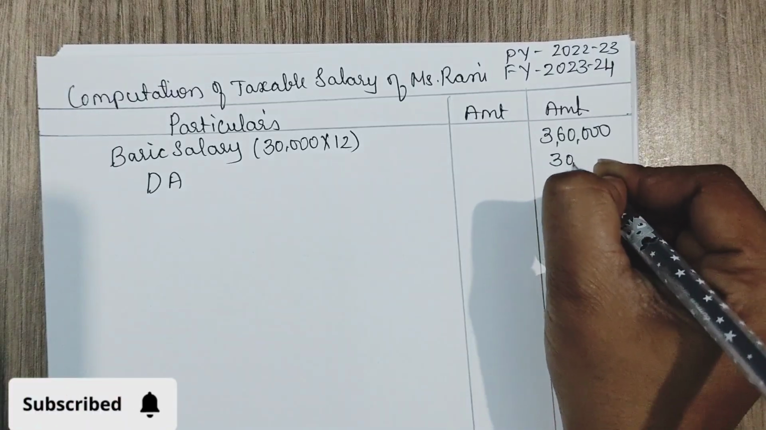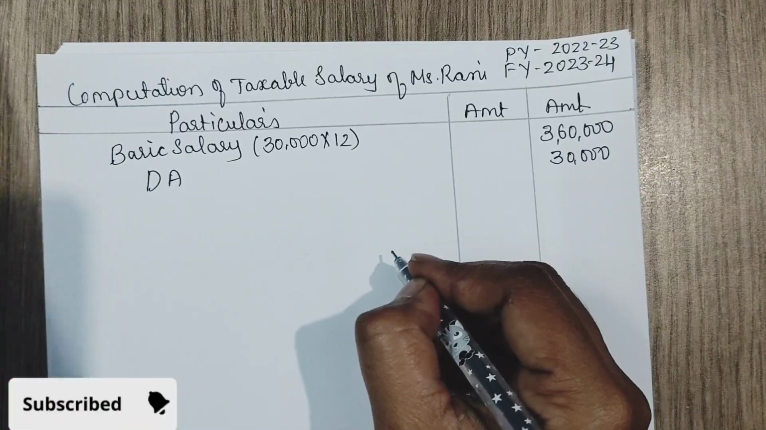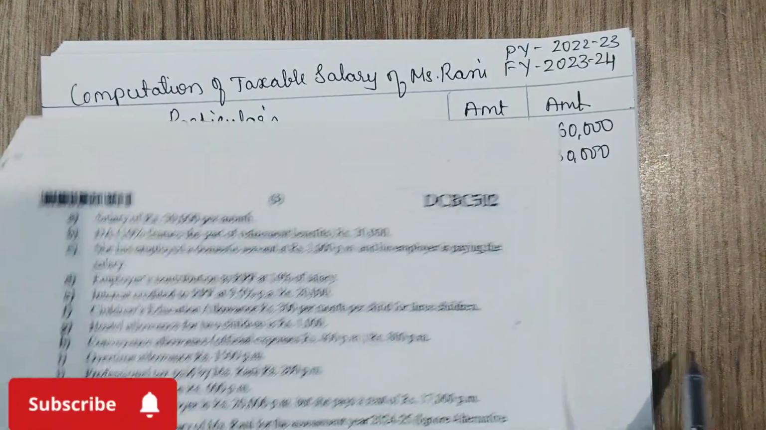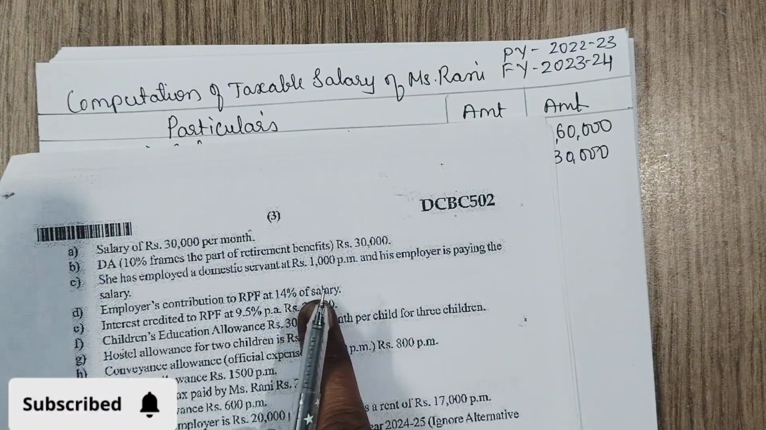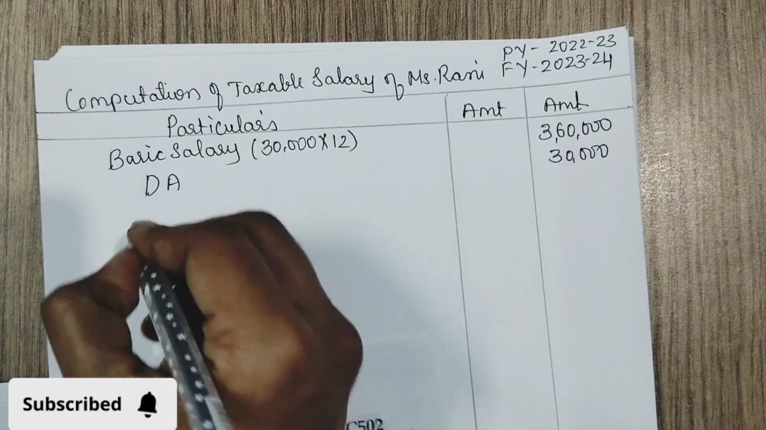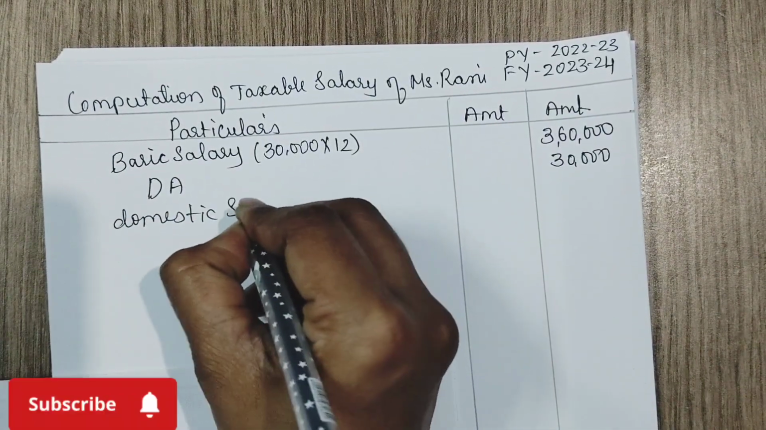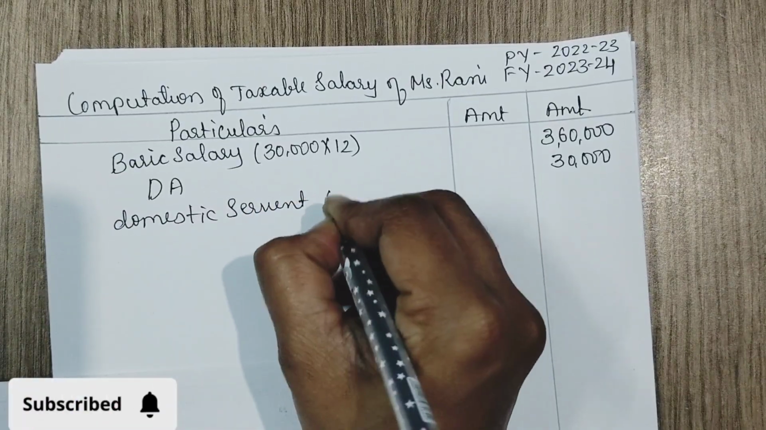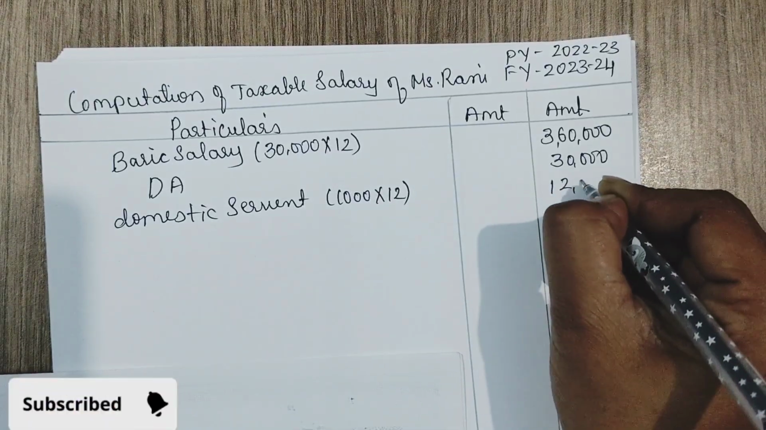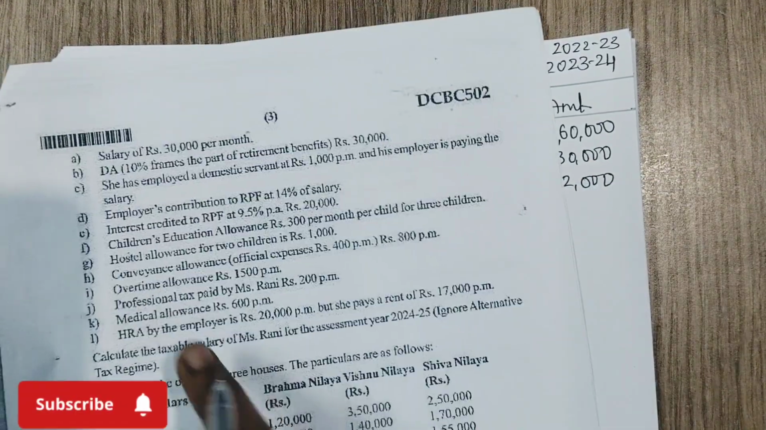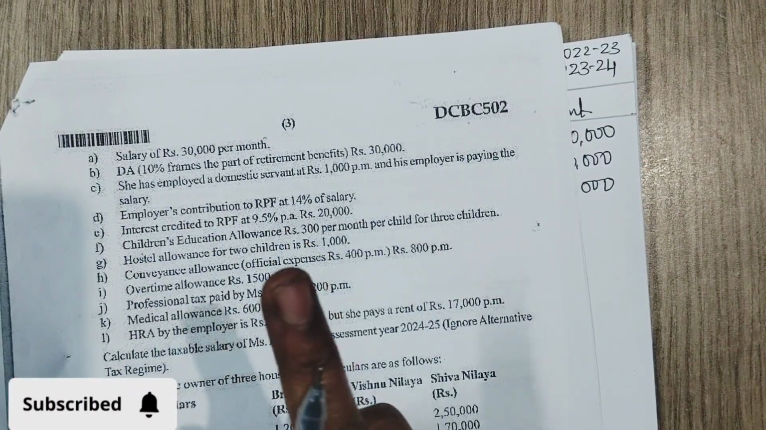When the amount is directly given, you are taking the amount 30,000. After that, she employed a domestic servant. Whatever the domestic employees' salary they are paying, it is fully taxable. So domestic servant, 1,000 into 12, 12,000.